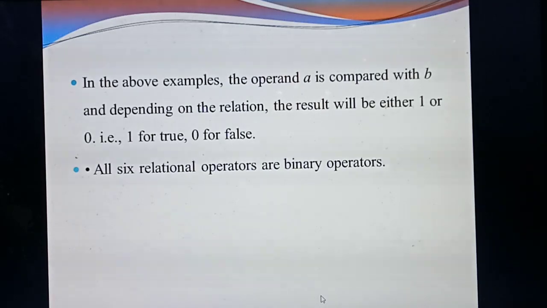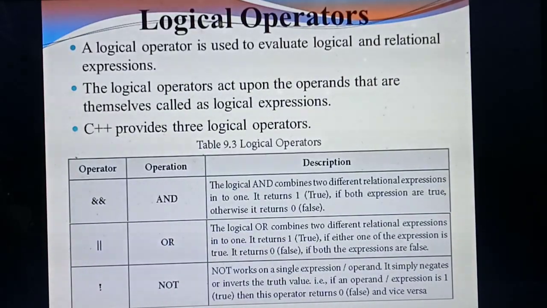It requires a minimum of 2 operands, so which operator does it come under? Binary operator. But increment and decrement operators come under unary. Why? Only one variable, X plus plus or plus plus X, so only one operand. But here it requires 2 operands, so it comes under binary operators. Understand? So next one is logical operators.